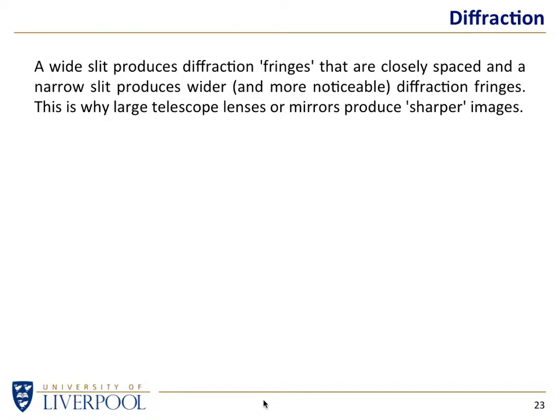And the smaller the aperture, the smaller the slit, then the more distinct, the more easily visible those diffraction effects will be. So that's why most of us prefer to have telescopes with large lenses or large mirrors collecting the light. Not only do we collect more light, but diffraction effects are noticeable with larger apertures.